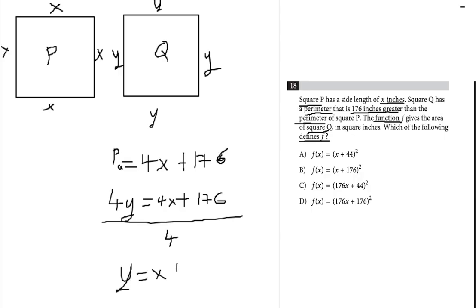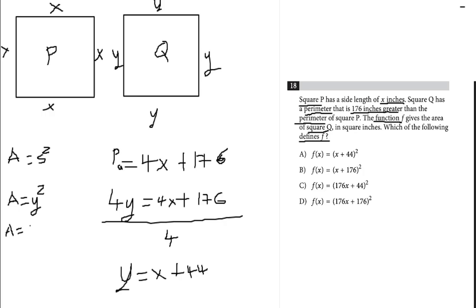So it's a simple two-step equation from here. Now I'm going to divide by 4 on both sides. I'm going to have y is equal to x plus 44. So now we're not done here yet. It didn't ask for the side. It asked for the area. So I'm going to write the area of a square, which is A is equal to side squared. So now A is going to equal y squared, as each side is equal to y.